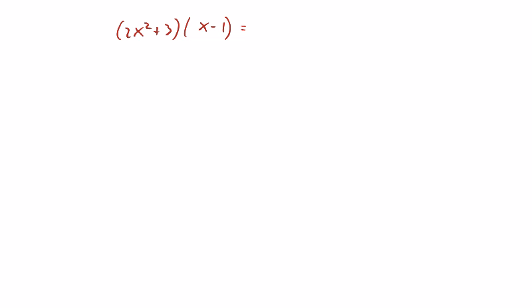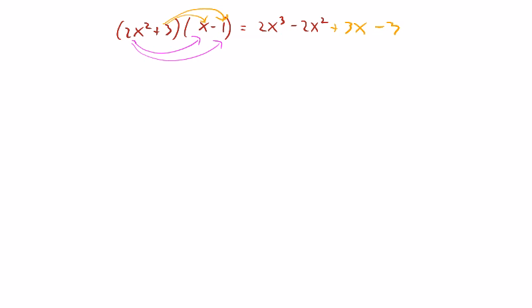We take the first term of the first factor and multiply it by both other factors, which would give us, when we do the first multiplication, 2x squared times x is 2x cubed. 2x squared times negative 1 gives me minus 2x squared. And then we have to take the 3 times the x, so that gives us plus 3x, and then the 3 times a negative 1 gives me minus 3.